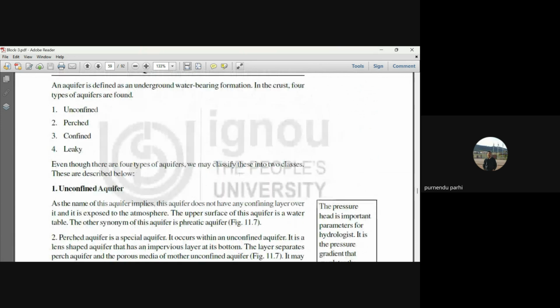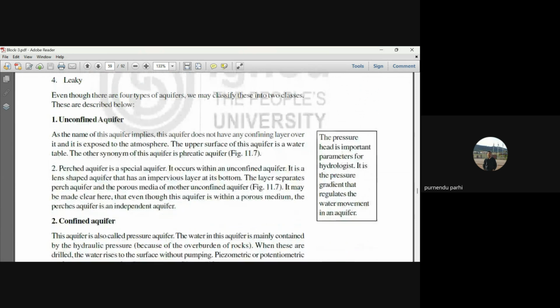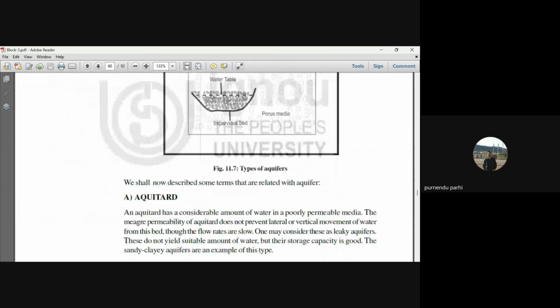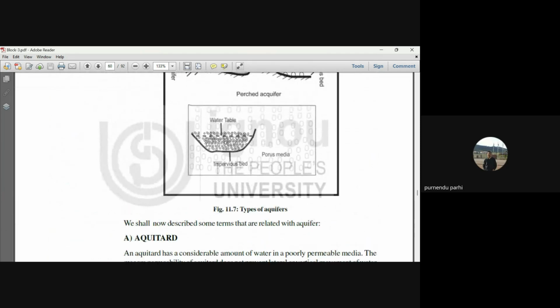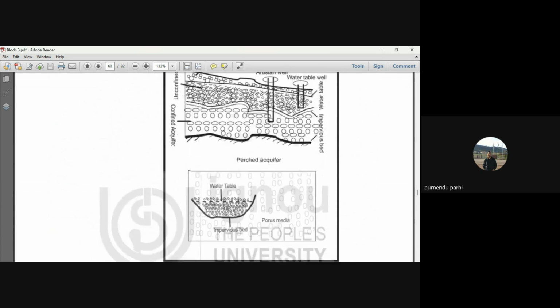Then types of aquifers. An aquifer is defined as an underground water-bearing formation. In the crust, four types of aquifers are found: unconfined, perched, confined, and leaky. So here is the types of aquifer the diagram shows: the perched aquifer and the leaky aquifer.